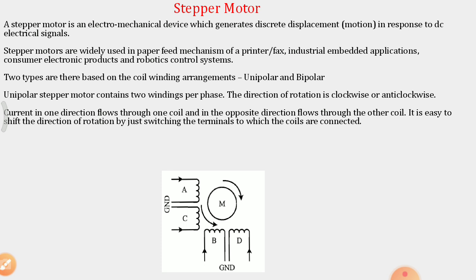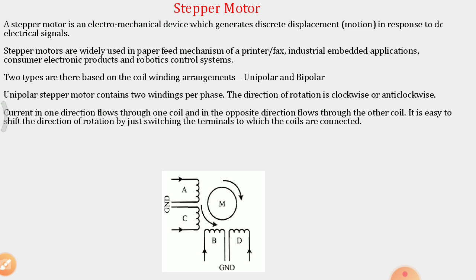Two types are there based upon the coil winding arrangements: unipolar and bipolar stepper motor. A unipolar stepper motor contains two windings per phase. In a single phase, there are two windings. We can see in the below figure, this is two windings per phase. AC and BD are having two windings in a single phase.